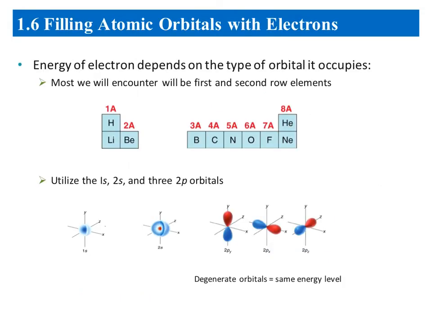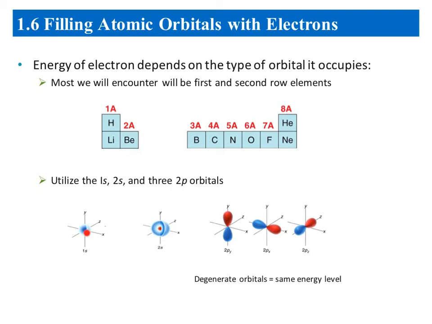Organic molecules are mostly composed of first and second row elements, so we are just going to focus on atomic orbitals in these atoms. And atomic orbitals here, if you remember from GenChem, the first row is occupying 1s orbital, the second one 2s, and then 2p orbitals. And here you can see the shape of these orbitals.